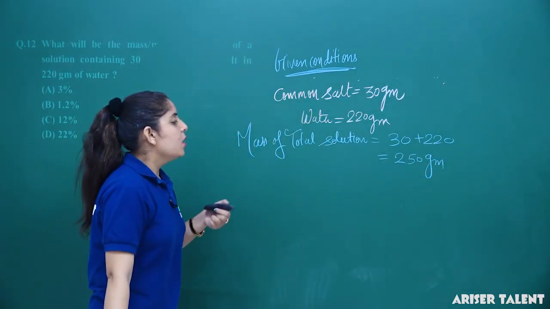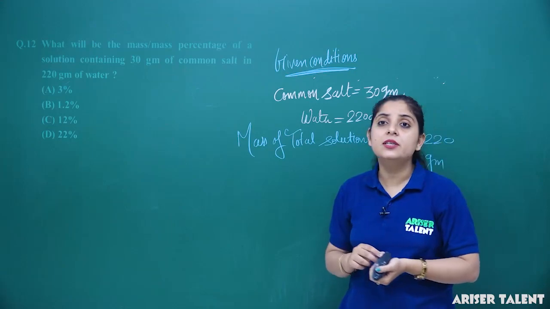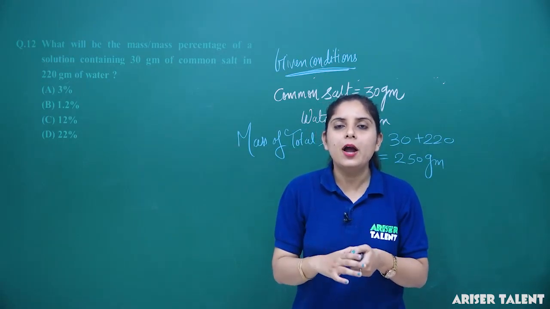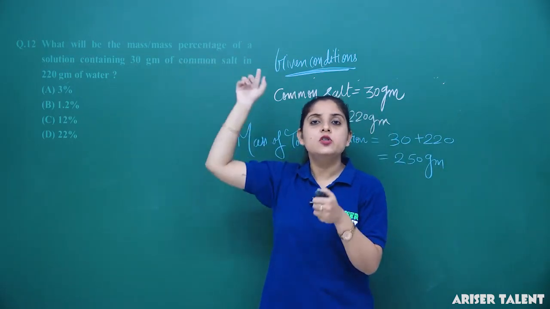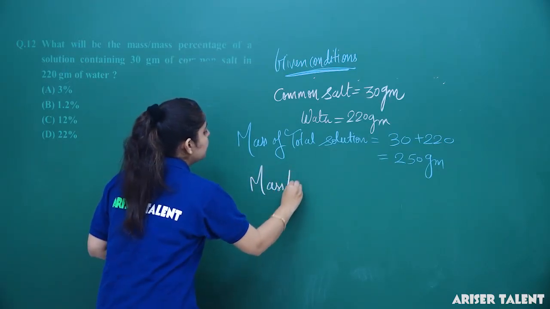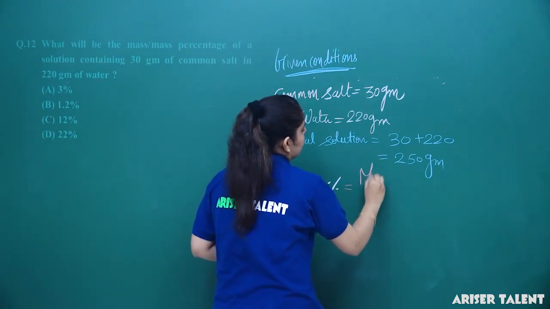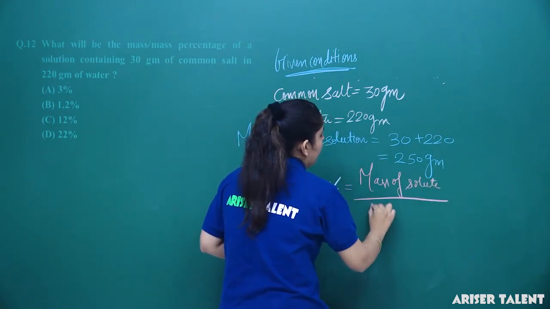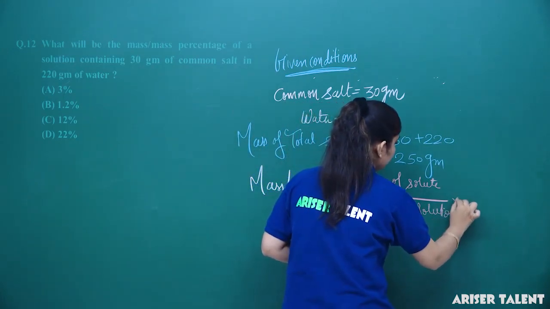Clear? Now, what you have to find out in the question? We have to determine the mass by mass percentage of a solution. If you want to determine the mass by mass percentage, what you have to do? You have to divide the mass of solute by the mass of total solution and calculate the percentage. So, we will multiply the term by 100. So, mass by mass percent is given by mass of solute upon mass of solution into 100.